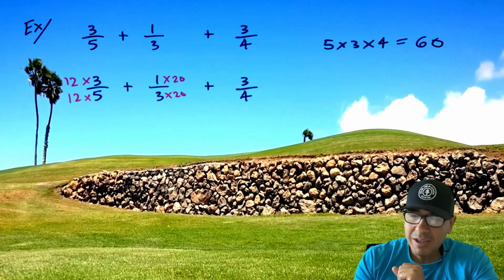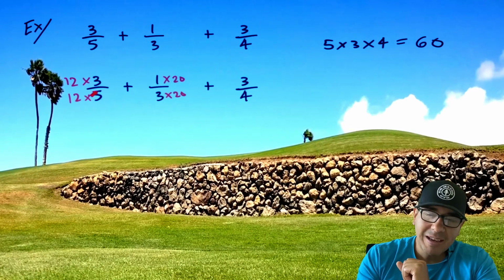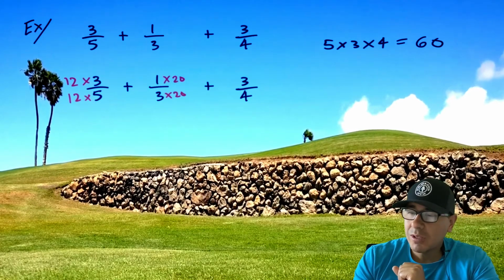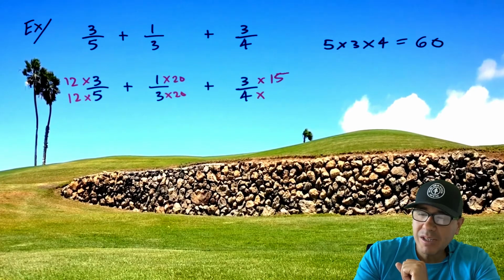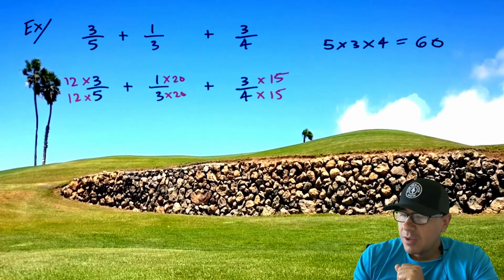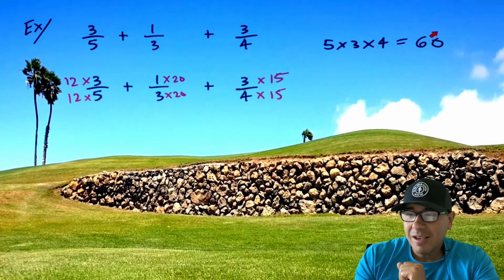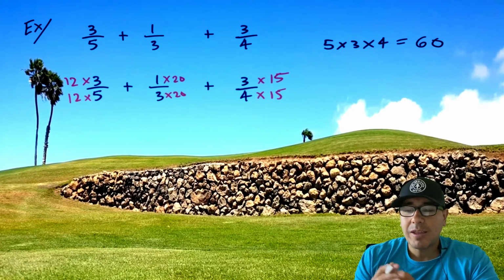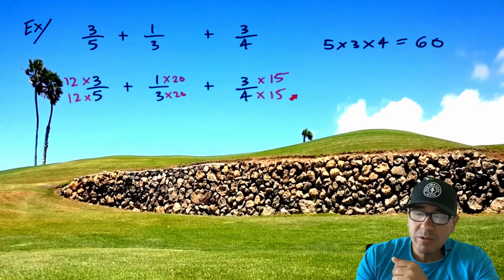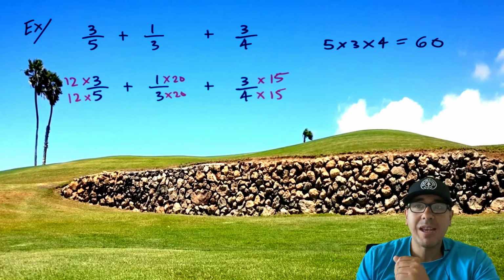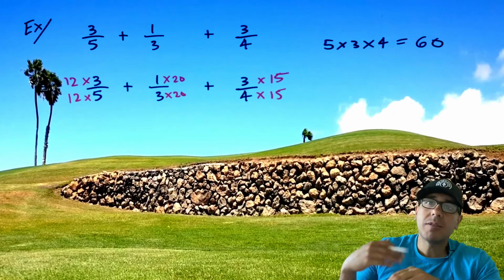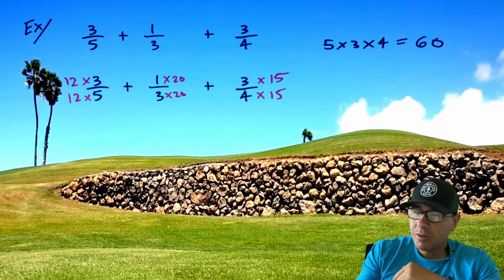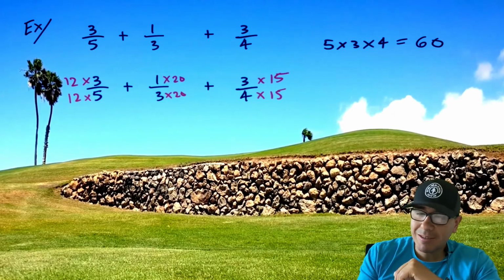And this 4 is missing the 3 and it's missing the 5. So it's really missing 15. So I'm going to multiply top and bottom by 15. All right. And when I do that, notice I'm going to get that 60. So that's your first step. Always make sure that the denominators are the same. Whenever you're dealing with fractions, later on in math, you can use this over and over again. So make sure you understand this.